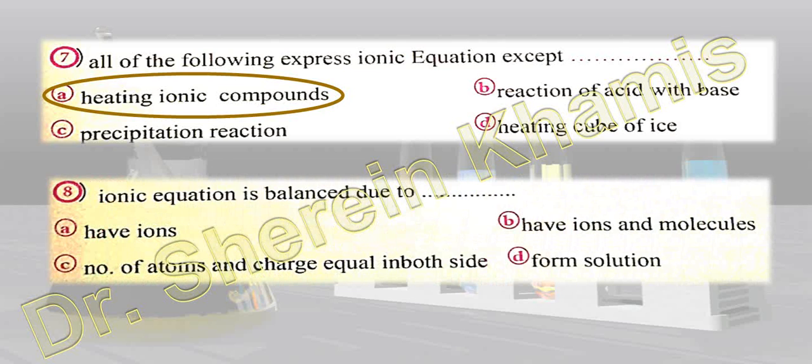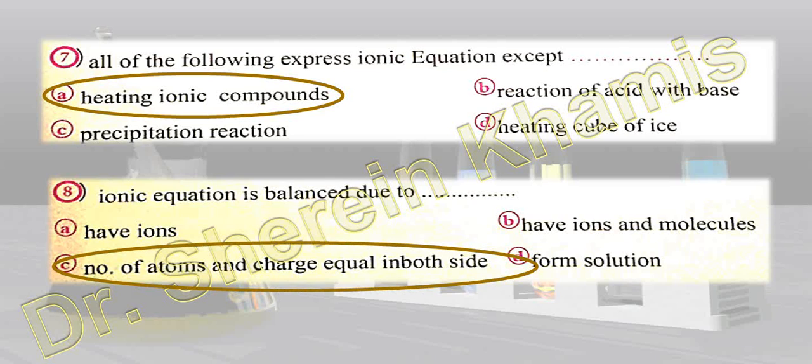We have another question here, question number 8. An ionic equation is balanced due to what? Do we have ions? Yes, we have ions. Ions and molecules? Maybe. Number of atoms and the charge equal in both sides? Yes, maybe. Form solution. Okay, all of them are right, but one makes the form of an ionic equation: the number of atoms and the charge equal in both sides. So the right answer here will be C. Okay, we are going to question number 9.